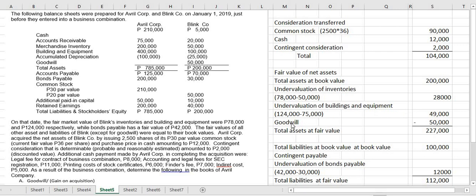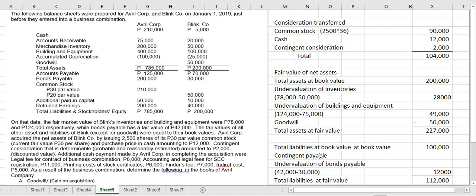And then, i-deduct mo yung goodwill. No? So since, kasi, i-consider lang natin is yung identifiable assets. So, i-deduct natin yung goodwill. No? Kasi pag may goodwill yung acquiree, which happens to be Blink, di mo siya in-consider as part of the fair value of the net assets acquired. Okay, so, ang ginawa natin, kinuha natin yung total assets at book value, i-add natin yung undervaluation of the assets, and then deduct natin yung goodwill. So, total asset fair value is 227,000.